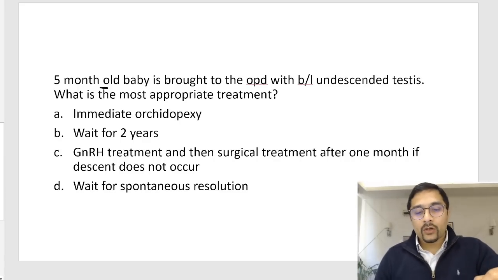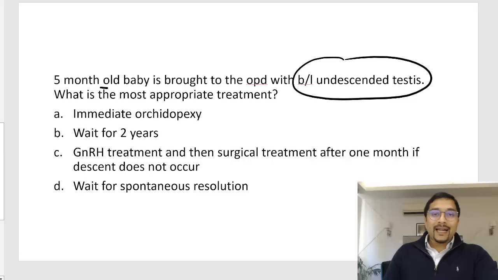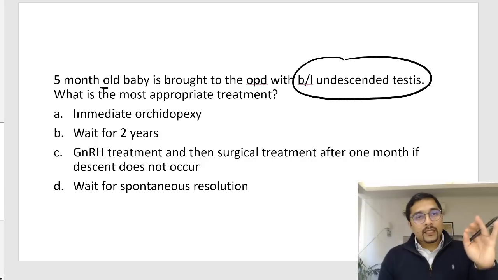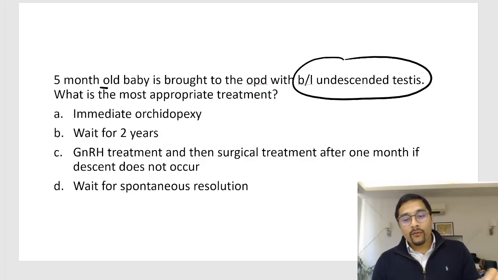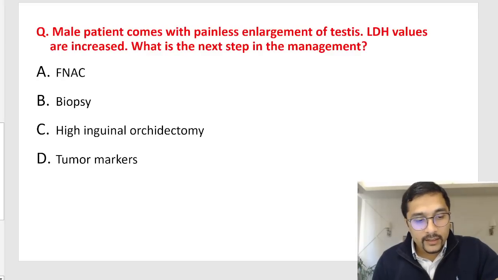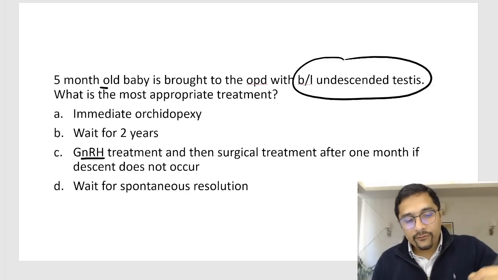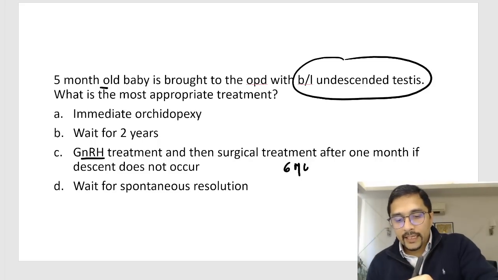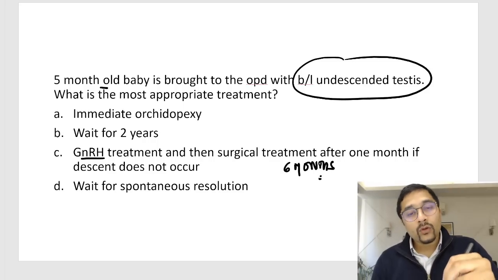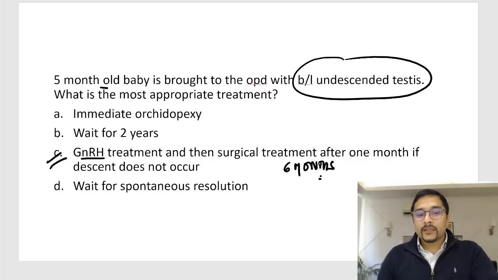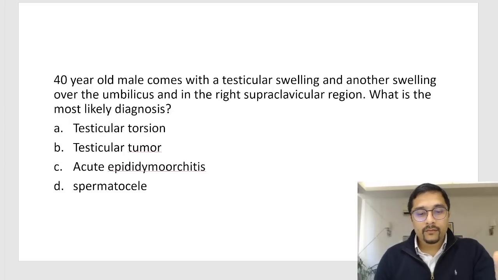A 5-month baby is brought to the OPD with bilateral undescended testis. Now, bilateral undescended testis is known as cryptorchidism. What should be done? So if there is cryptorchidism, there is a role of giving a GnRH injection. A single GnRH injection should be given in these patients. And if after giving the GnRH injection, till 6 months of age, the testes don't come out, then we will carry out orchidopexy. Okay, so we wait till 6 months for spontaneous descent, but in cases of bilateral undescended testes, we will give a GnRH injection.